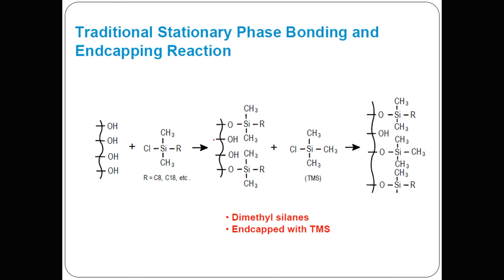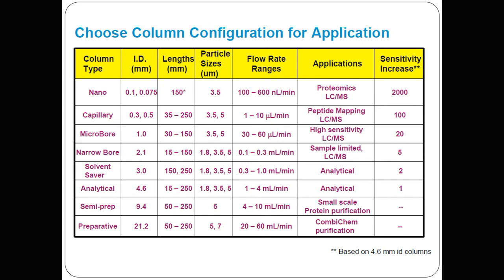And the next is the traditional stationary phase bonding and endcapping reactions. What is the traditional stationary phase bonding? Here I have given the molecule, and if you react with this, then the hydrogen will be replaced with the Cl and it is converted like this. And if you add the TMS, trimethylsilane, then it will be bonded like this and capped with TMS, trimethylsilane. Okay.